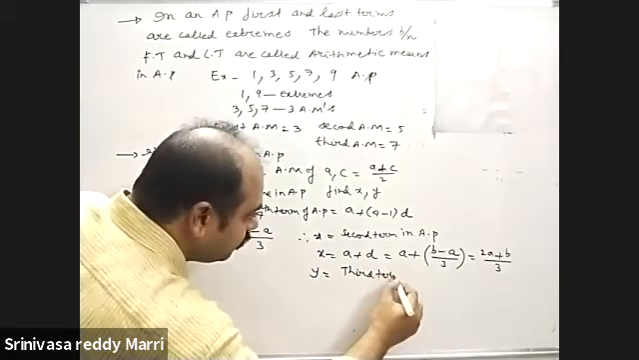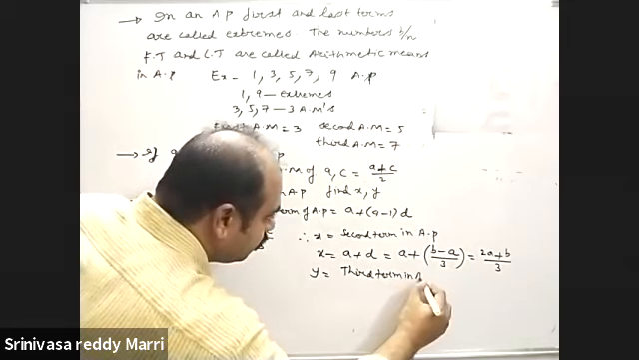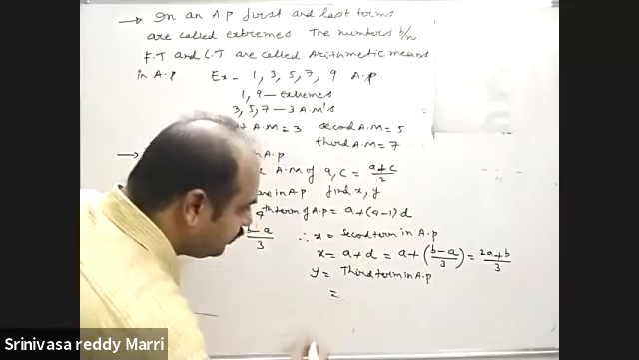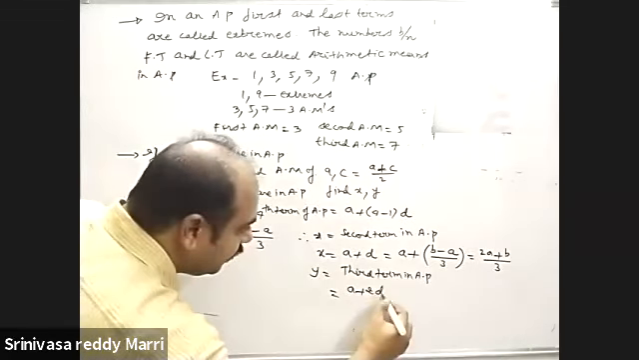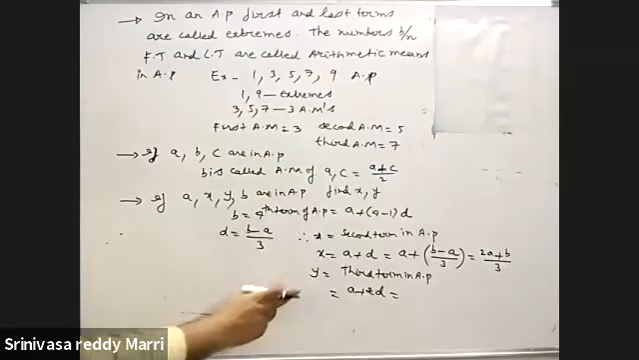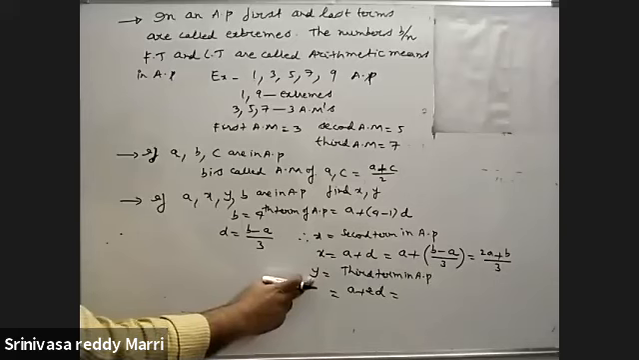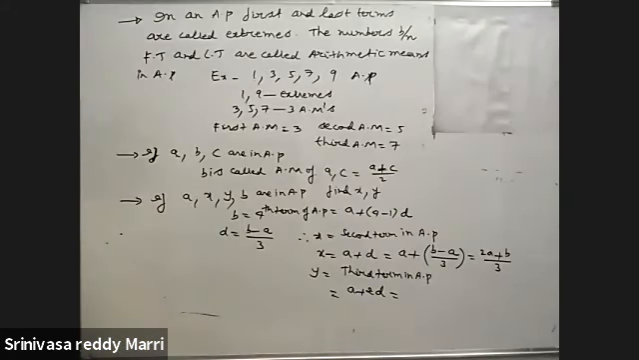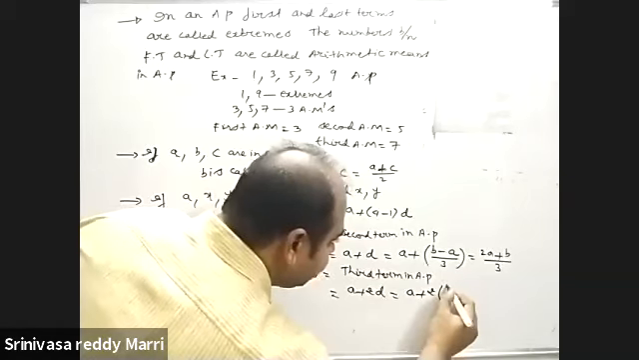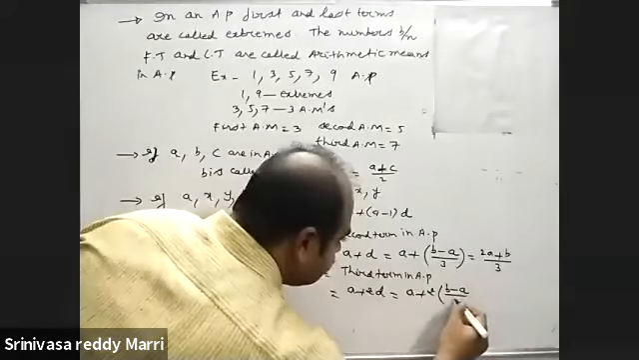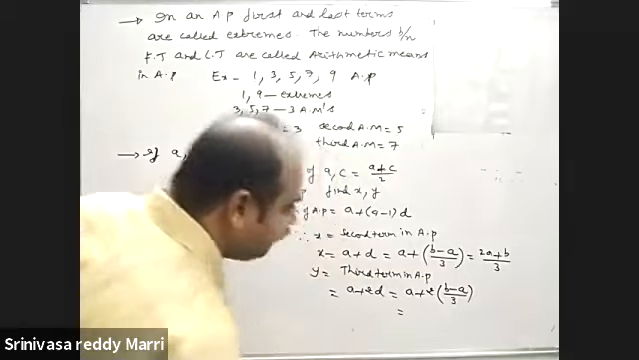Third term in AP. That is nothing but third term means what? A plus 2d. Y is the second arithmetic mean. That means third term in AP, A plus 2d, means what? A plus 2 into (B minus A) divided by 3.